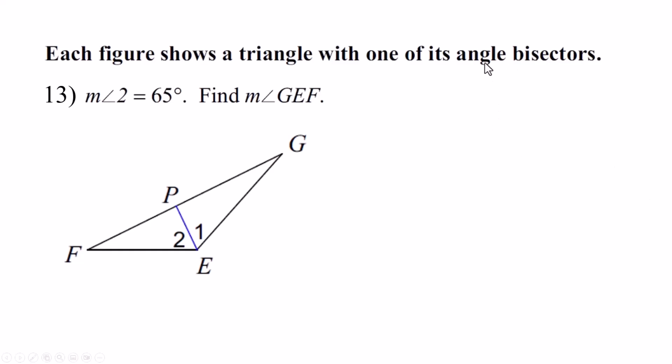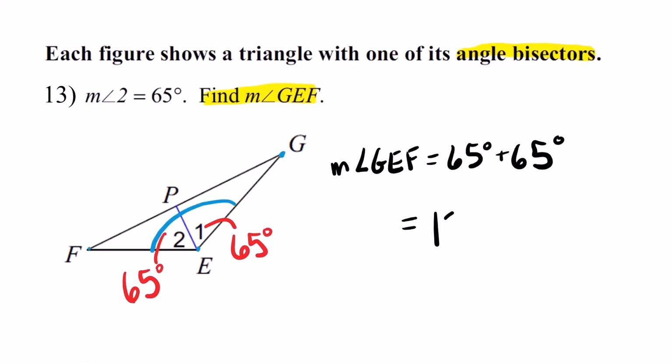Each figure shows a triangle with one of its angle bisectors. There's one triangle here with one angle bisector. Bisectors split things exactly in half. That's what you need to know. So if the measure of angle 2 is 65, you're supposed to find GEF, which is the whole thing. Well, if this one is 65, this one is 65 too. So all you got to do is add those two things together and we will know the entire angle, GEF. Just add them up. Boom, we're done with that one.